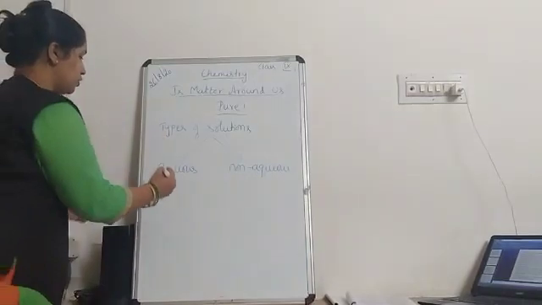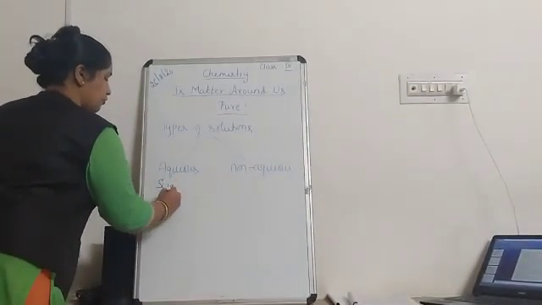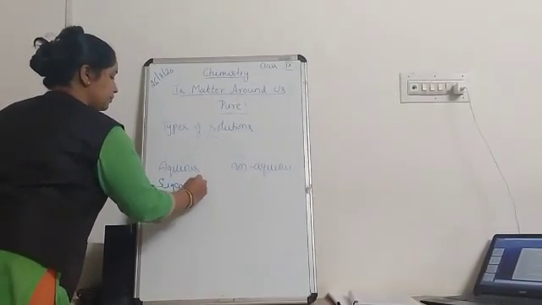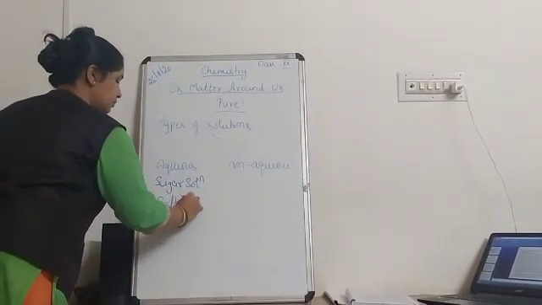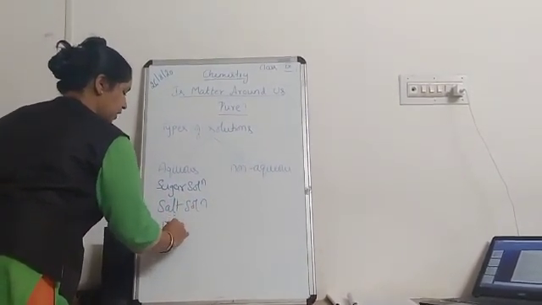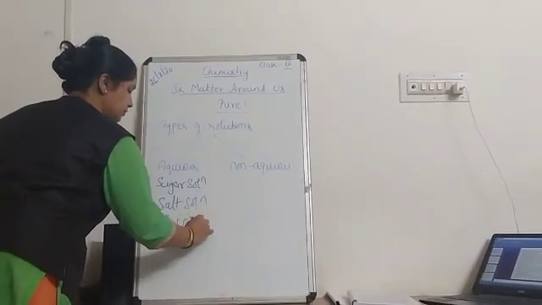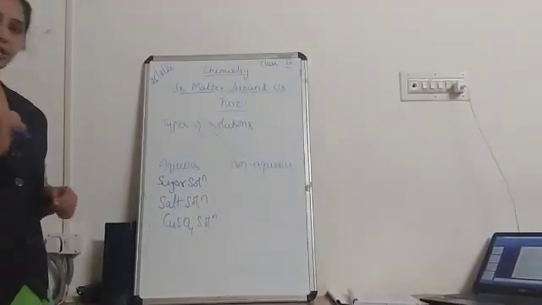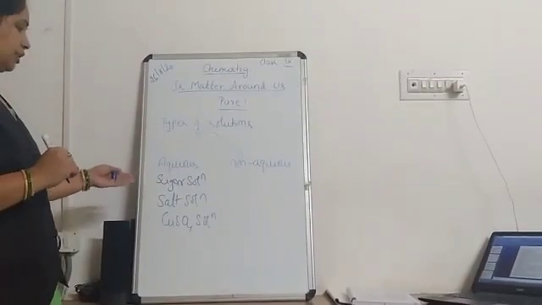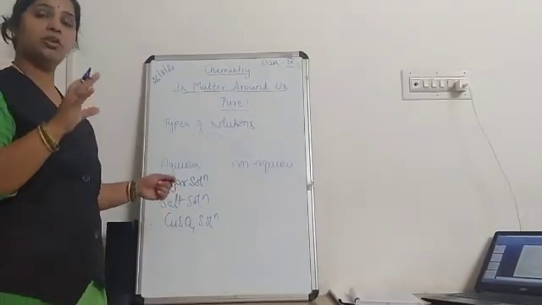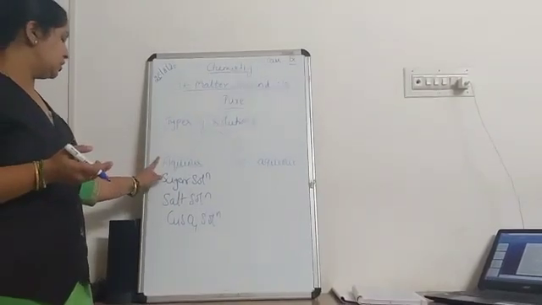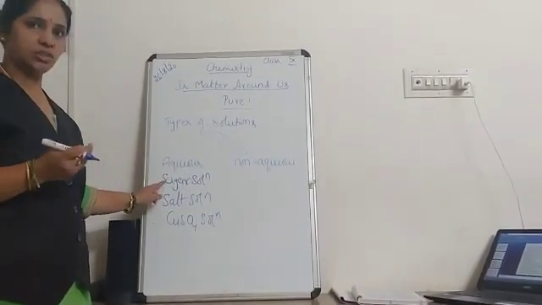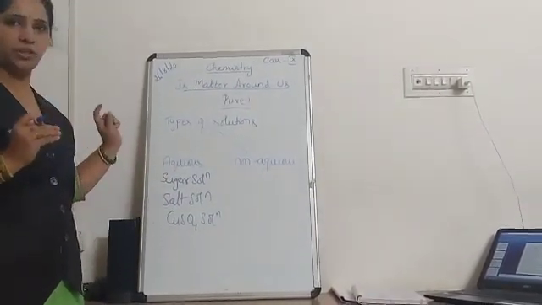For an aqueous solution, you can give the example of sugar solution, then salt solution, copper sulfate solution, etc. That means here sugar, salt or copper sulfate will be dissolved in water. So, water will be the solvent here. Such solutions where water is the solvent are called aqueous solutions.